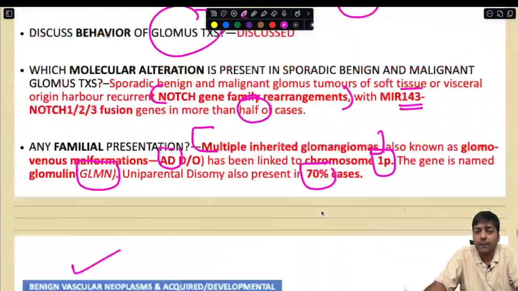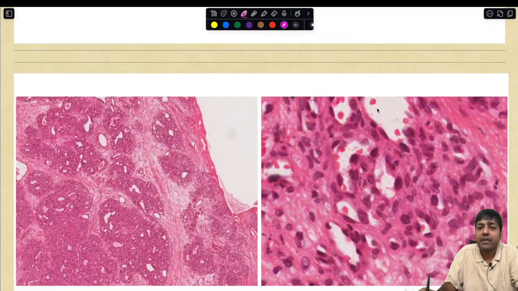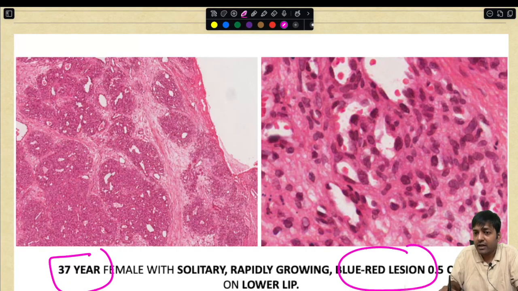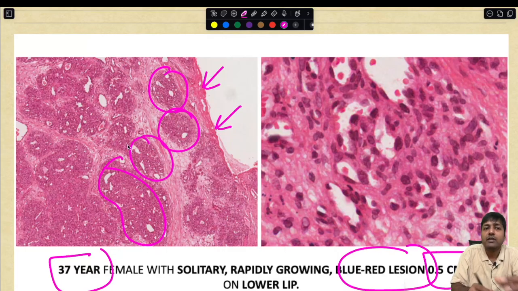Okay. Now the next important case is case number 29. There is a 37-year-old female with a solitary rapidly growing mass, a blue-red lesion around 0.5 centimeter on the lower lip. You can see a well circumscribed tumor mass which is showing ulceration at one area. This tumor mass is composed of multiple tumor lobules, and individual tumor lobules are separated by fibrous septa. They are highly cellular, comprising small blood vessels.